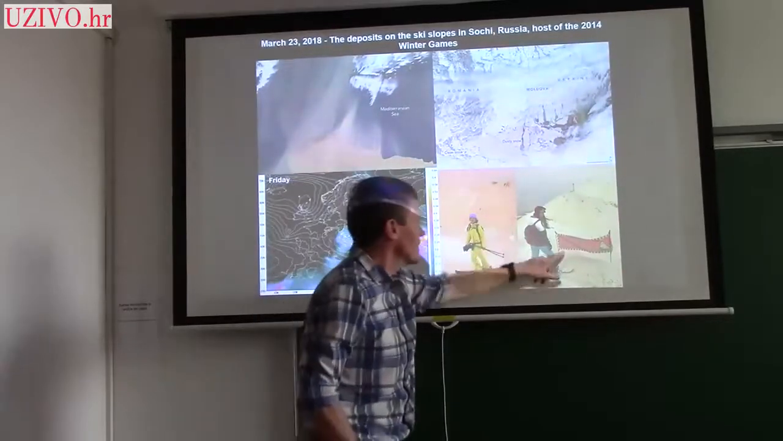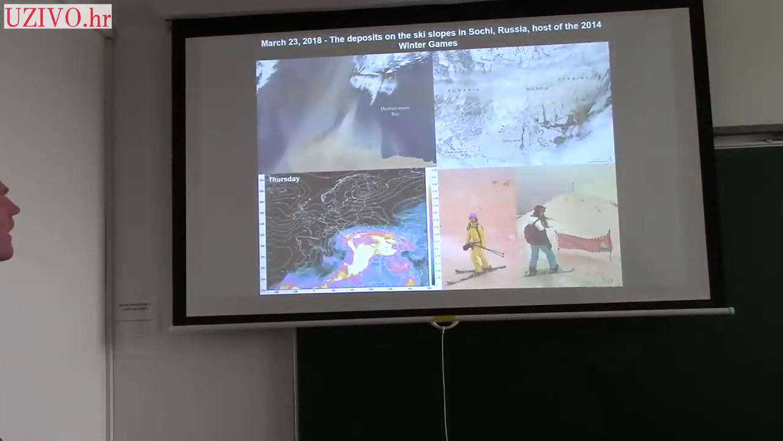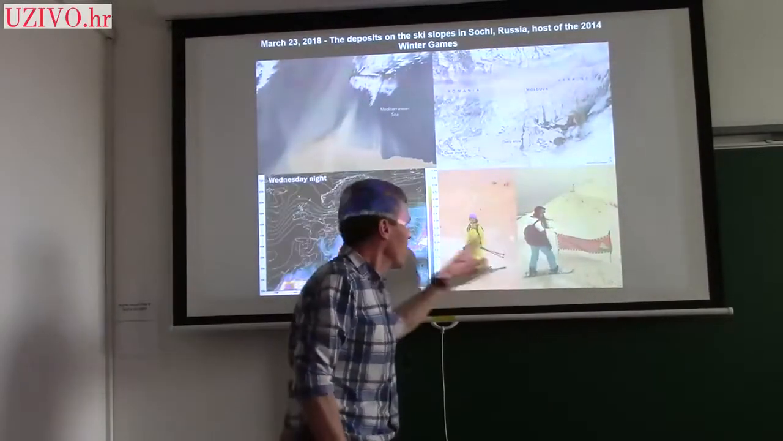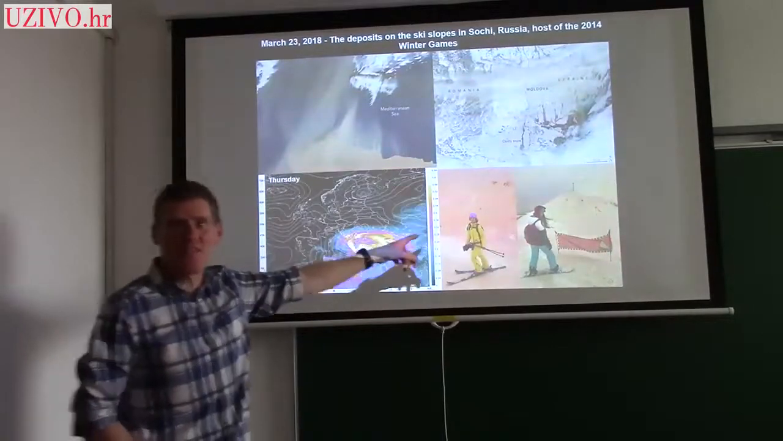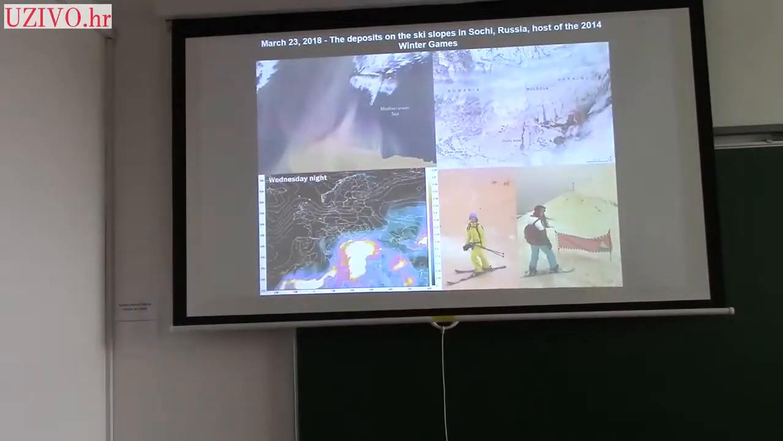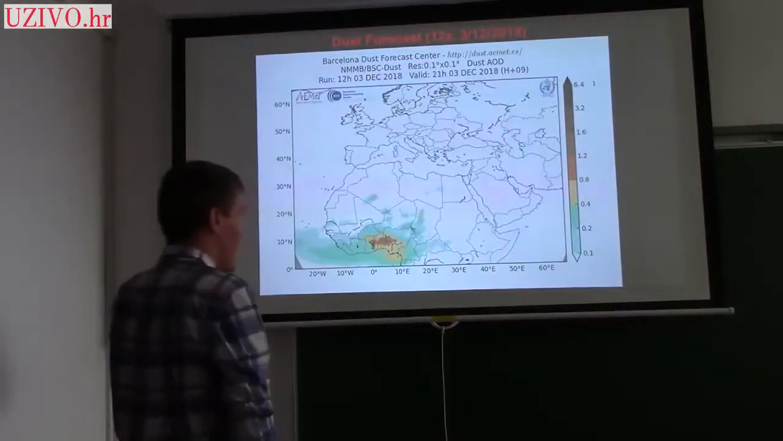This is Sochi, made famous by the Winter Olympics. People still skied it, but you can see that's an awful lot of material. That's a ski resort. It's all been covered. So this material is happening there, and it's happening now.